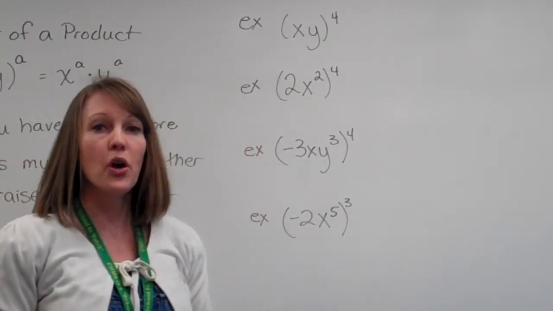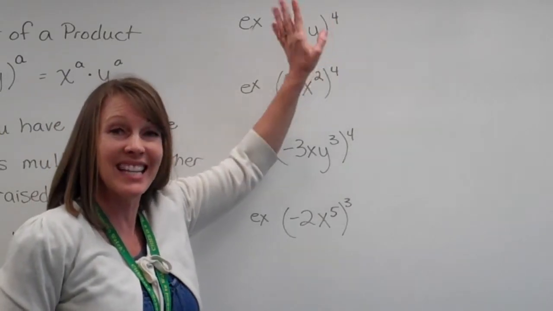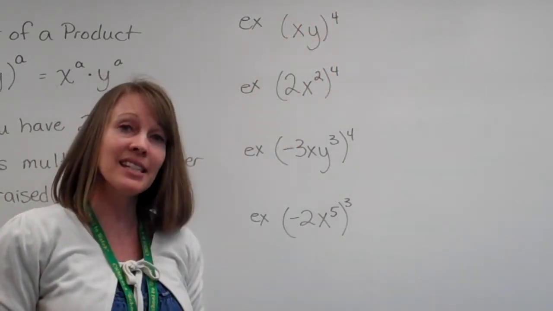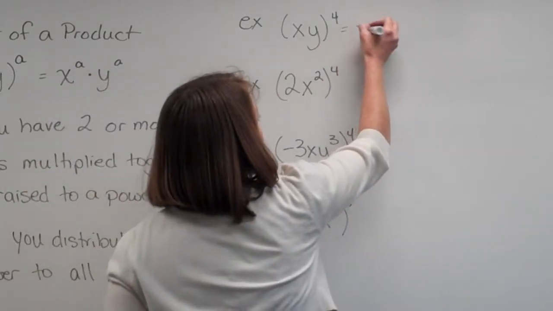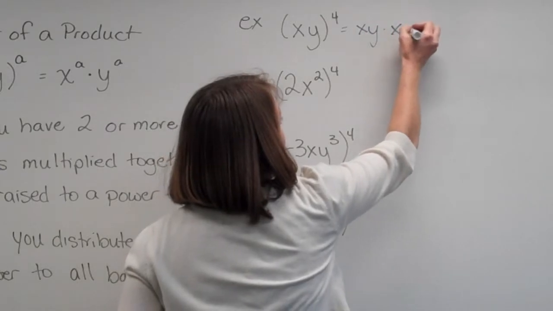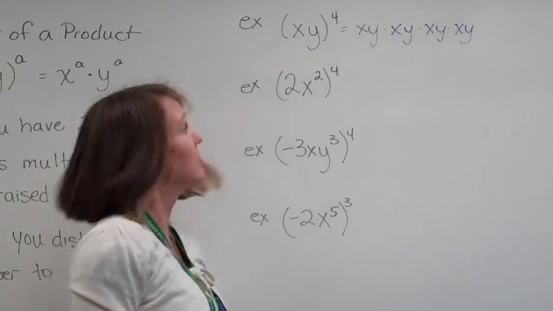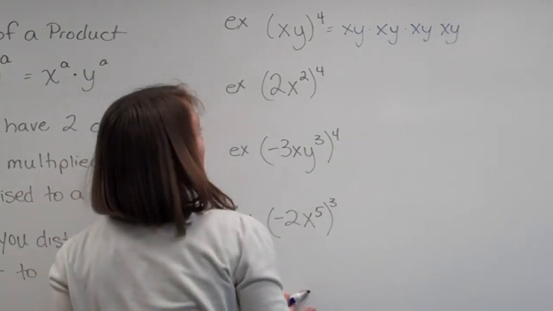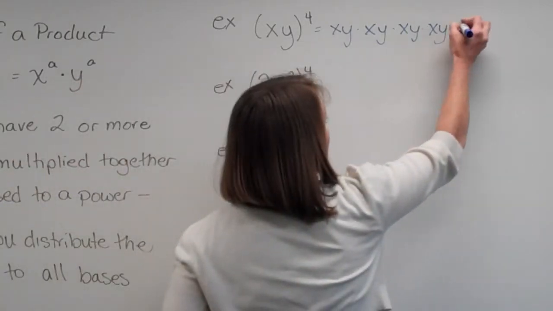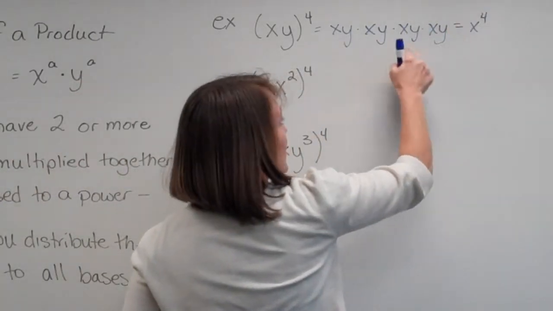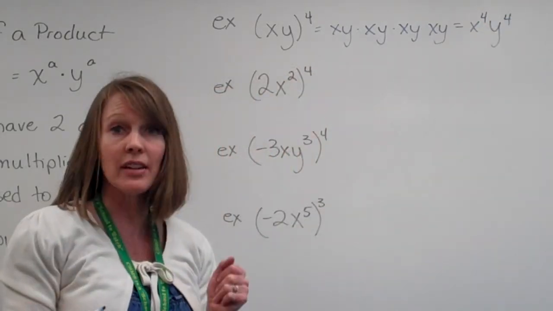All right, so recall that this power tells us how many times to multiply the base together. And the base is everything inside the parentheses. So xy to the fourth is the same as xy times xy times xy times xy, 4 times. And we know that x times x times x times x is x to the fourth. And y times y times y times y is y to the fourth. We can't go any further because x and y are different bases.